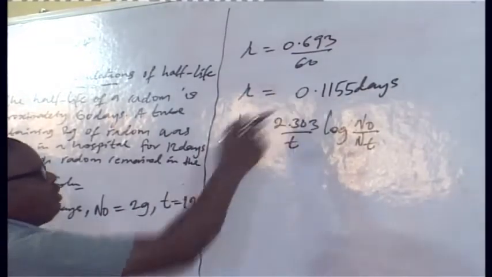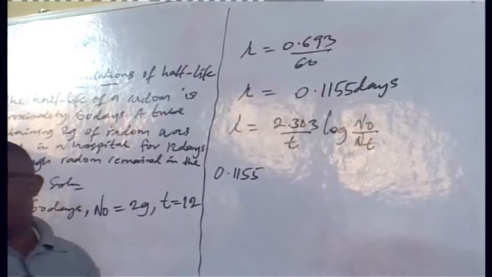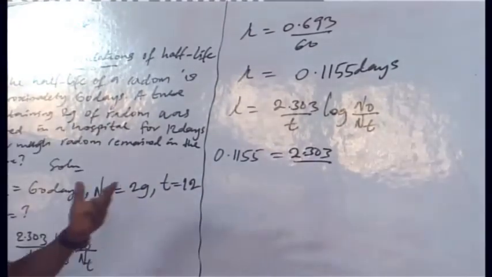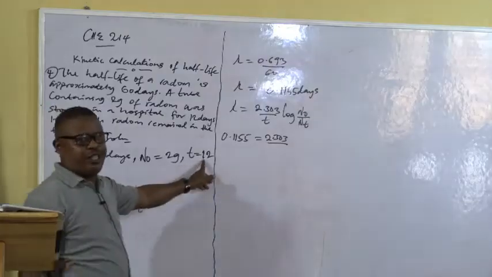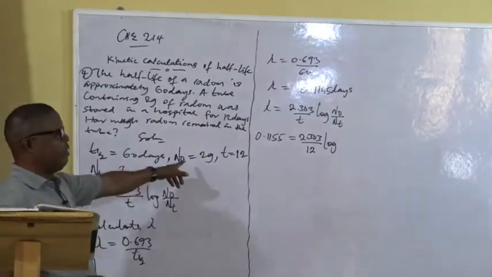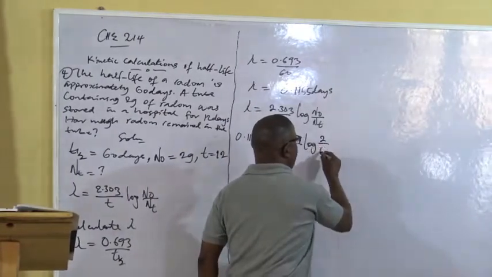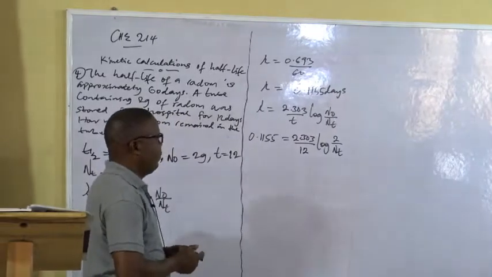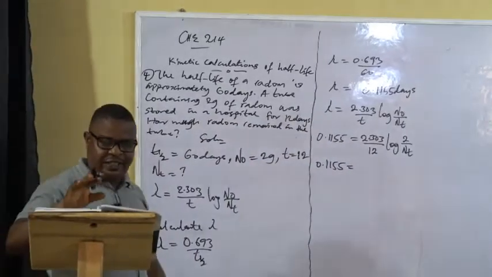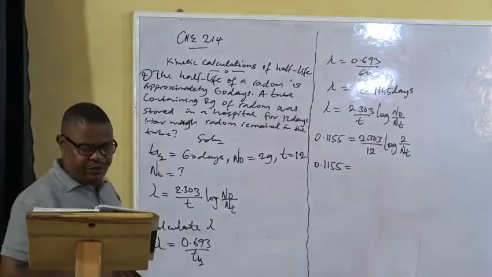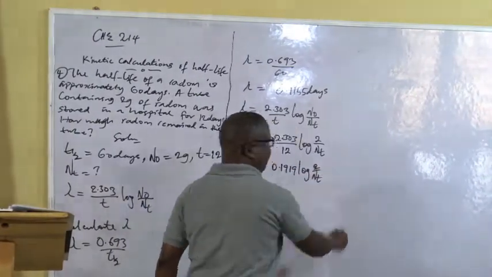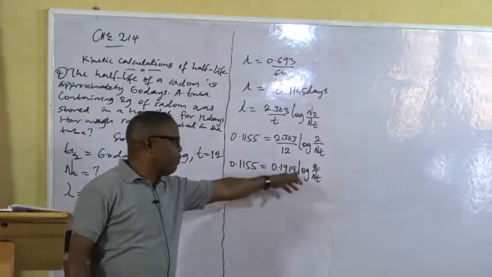So we have our lambda, which is 0.1155, equal to 2.303 all over t. What is our time? Our time is given as 12 days. So we substitute 12 there. Then logarithm of N0. What is the original mass? The original mass is 2 grams. That is 2 all over Nt. So we have 0.1155 equal to, we divide 2.303 by 12, which gives us 0.1919, then log of 2 over Nt.